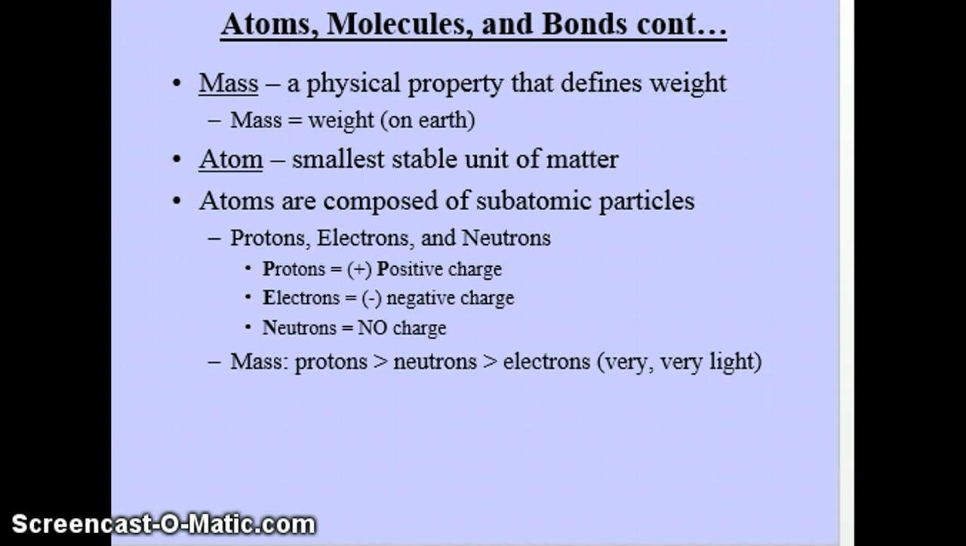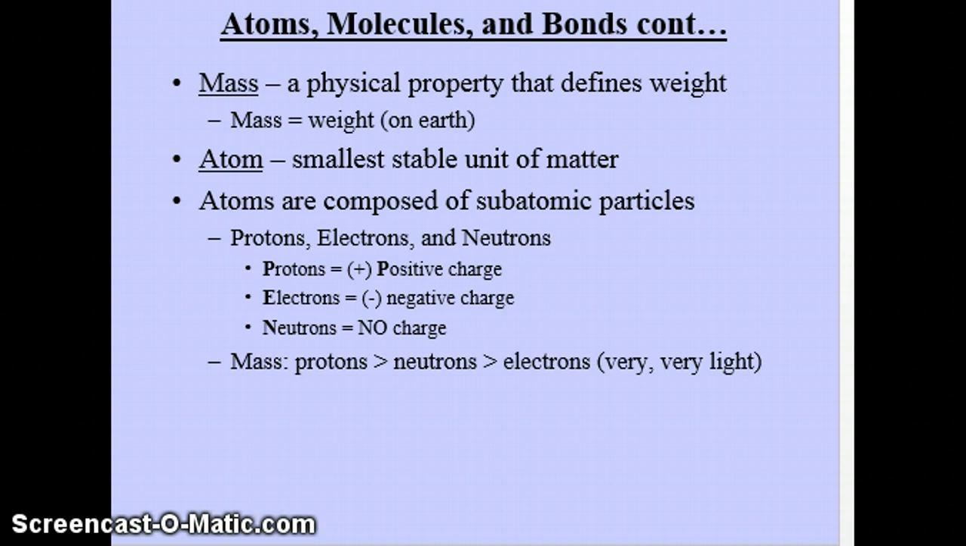There are three things that make up an atom, and those are protons, electrons, and neutrons. Protons, electrons, and neutrons make up this thing called an atom. Now remember, an atom is the smallest stable unit of matter. Well, if that's the smallest stable unit of matter, then anything that makes it up is not in fact stable. So protons, electrons, and neutrons are not stable. They are the pieces that make up an atom.